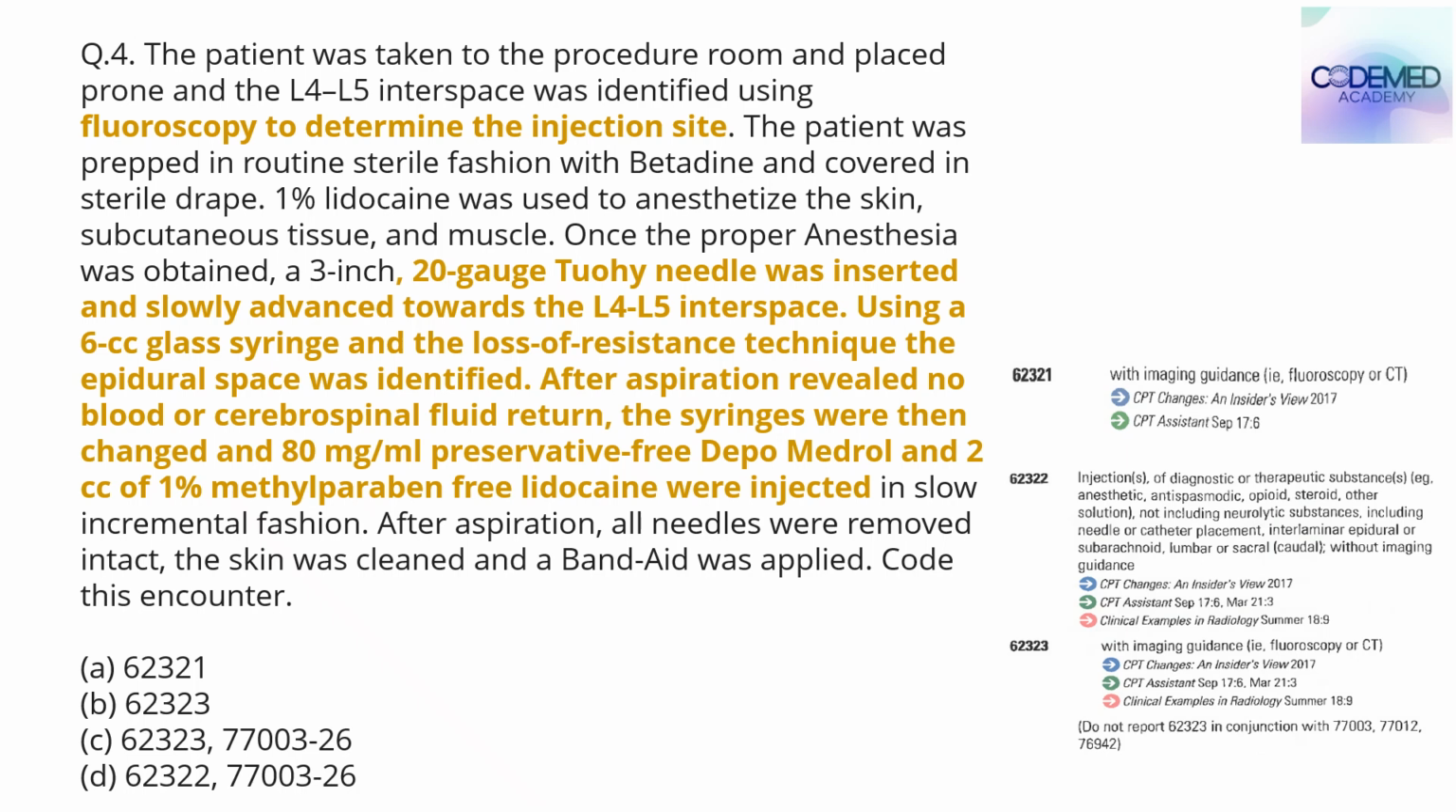A patient was taken to the procedure room and placed in the prone position, and the L4 L5 interspace was identified using fluoroscopy to determine the injection site. So the patient was supposed to get the injection in L4 L5, and it is done under imaging guidance. And here all the procedure for the injection is given. Kindly go through the procedure and tell me the answer. Please pay attention. Where the injection is given, it is in the L4 L5 interspace. So that is very important, and pay attention to the guidance.